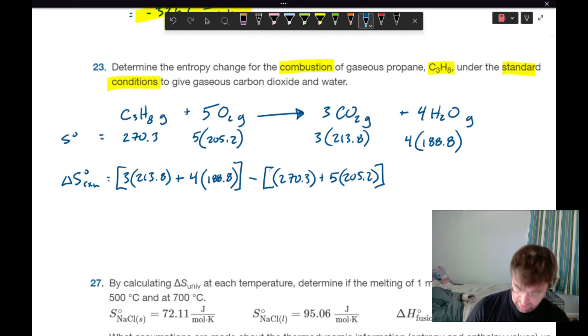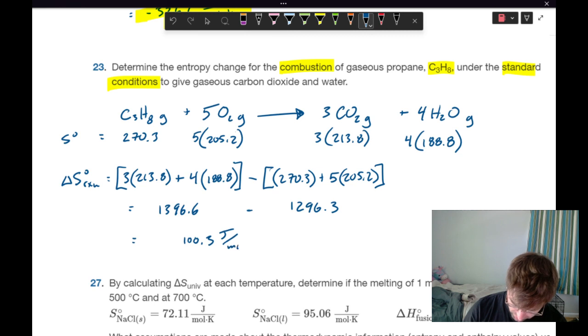Plug that into your calculator. I like to break these up. So doing our reactants first, we get our total there minus our total for reactants. I may have said that backwards. Products minus reactants, always. And our total is going to be 100.3 joules per mole dot Kelvin.